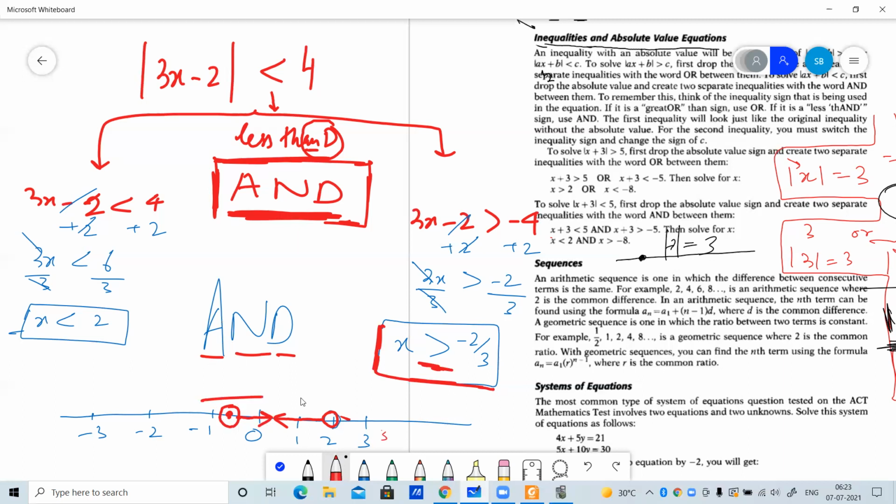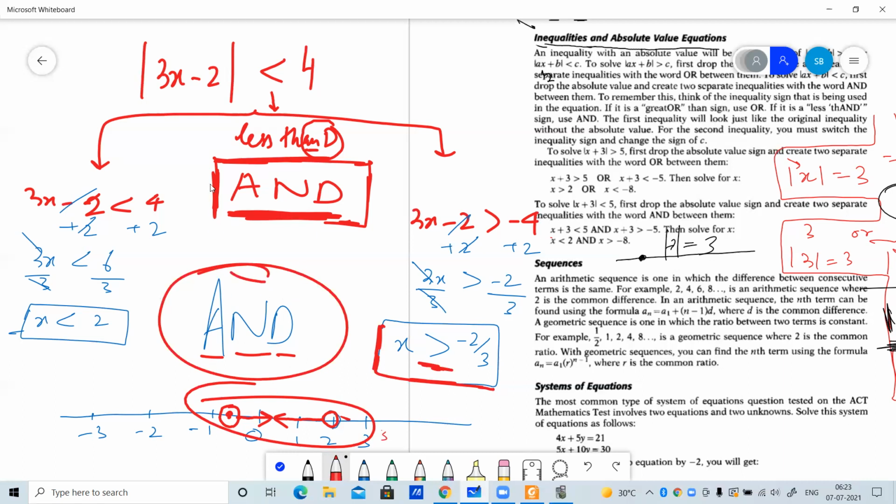So that is the answer: x is less than 2 and x is greater than -2/3. You have 'and' in between. Why is there 'and'? Because there's a less than inequality or less than or equal to inequality. If you have a greater than inequality or greater than or equal to inequality, you will put 'or' in between.